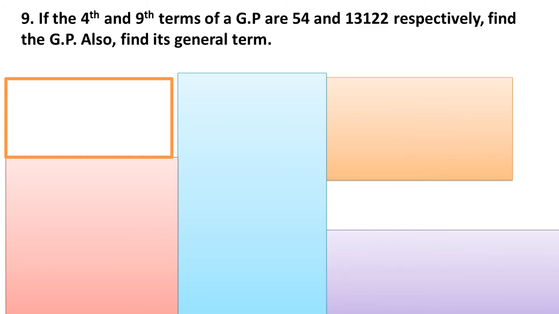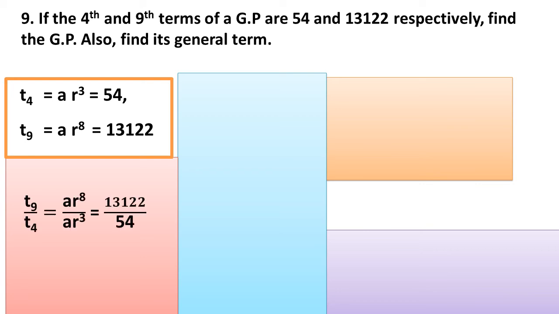Question number 9. If the fourth and the ninth terms of a GP are 54 and 13,122 respectively, find the GP, also find its general term. Repeat the same process, children. Fourth term is 54 and the ninth term is 13,122. Divide one term with the other one, that is T9 by T4. Hence you will get the value of R as 3.